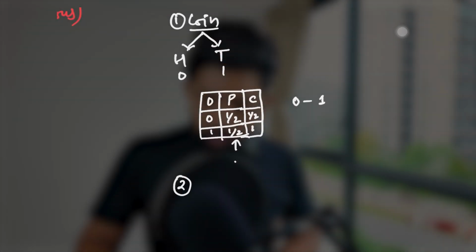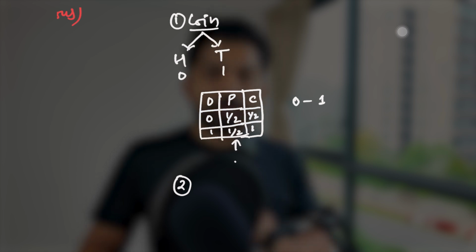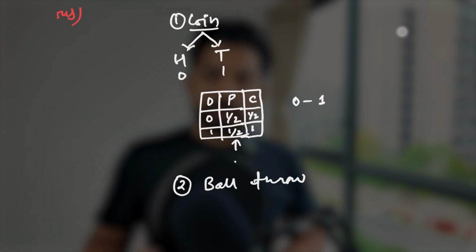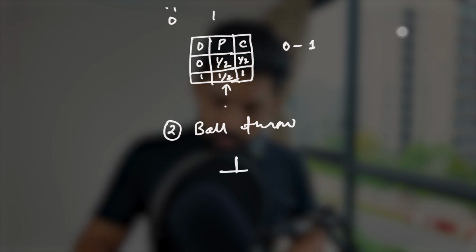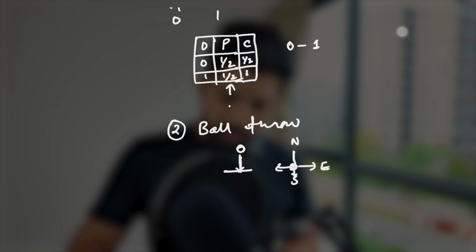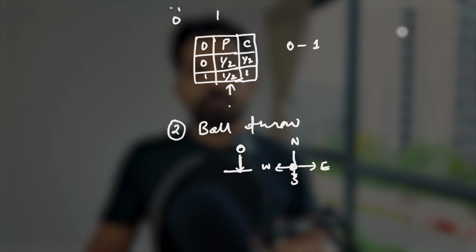Let's take another example. For example, you throw a ball in the sky and when it comes back, after it has landed on the ground, it has basically 4 options for which way it will go. It can go to north, south, east, or west, right? We don't know in which direction it will go, so it is also a random experiment.